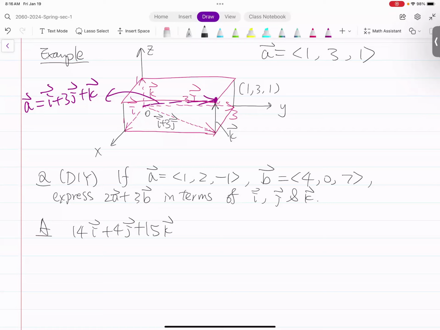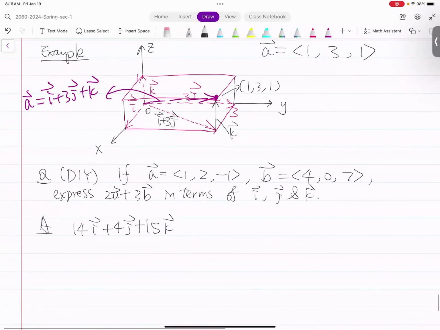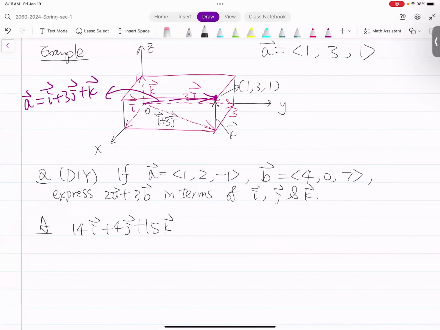Right. And the vector in purple is just indicating this displacement, in a sense. So the magnitude of the vector directly relates to the distance from the origin to the head of the vector. Okay. So magnitude.